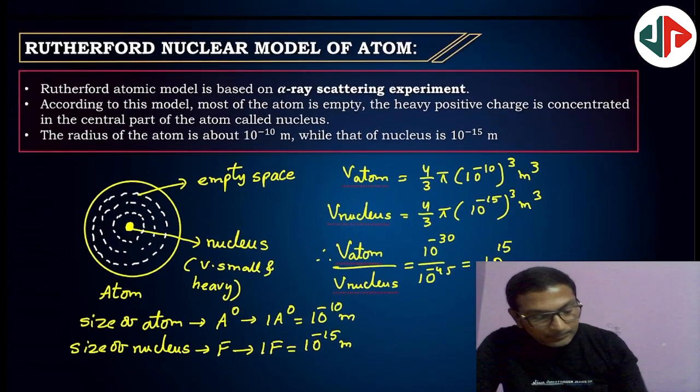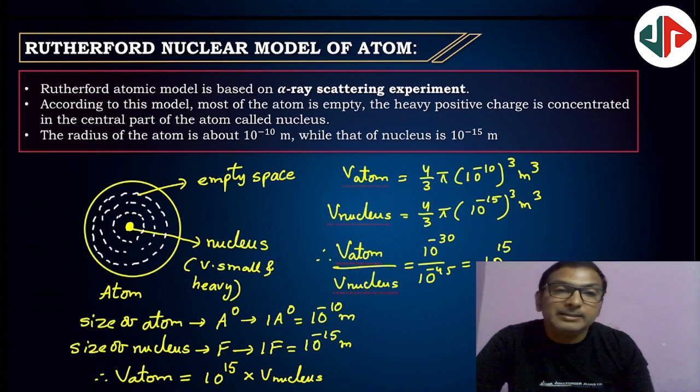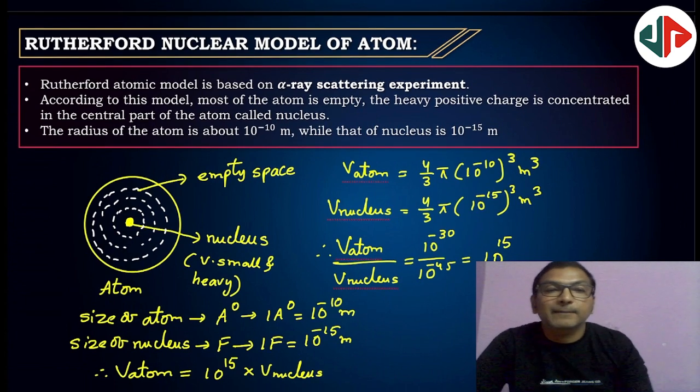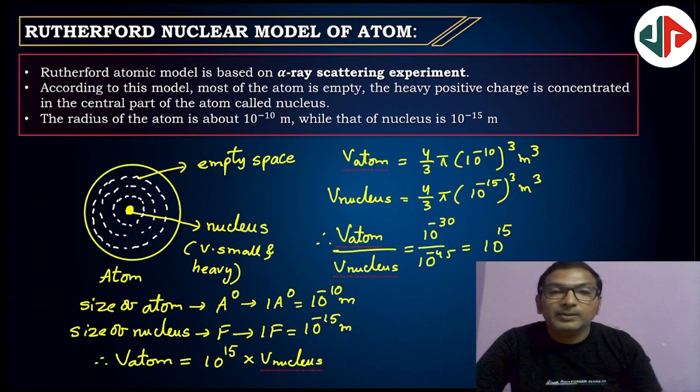Simply, I will write here: volume of atom will be 10 power 15 times that of volume of nucleus. This is a previous question. Remember this. Relation between volume of atom and volume of nucleus. If volume of nucleus is 1, then volume of atom will become 10 power 15. So this is about Rutherford's nuclear model of atom.